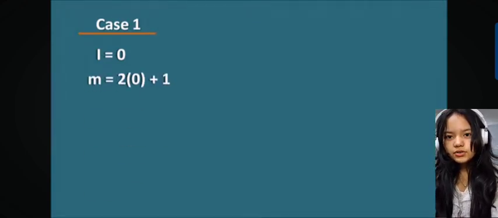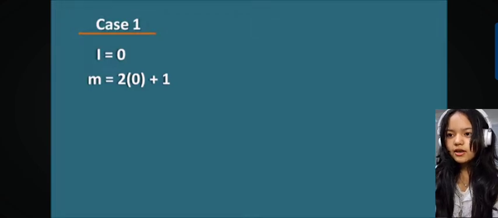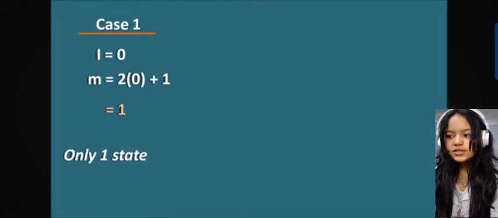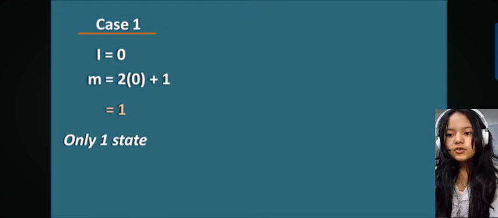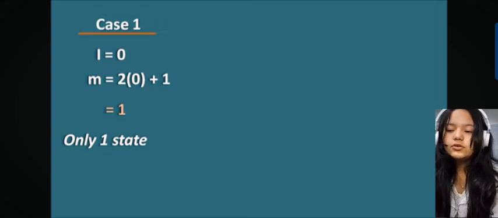Now let's take case 1 where I is equal to 0. When I is equal to 0, what will be the M value? M equals 2 into I plus 1, which is 2 into 0 plus 1, which gives us 1. So when I is equal to 0, M is equal to 1, which means that the nucleus will only have one state, and this state of the nucleus has a spin quantum number equal to 0.